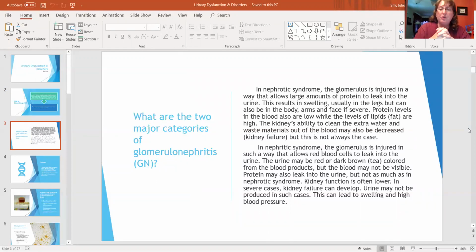With nephritic syndrome, again, the glomerulus is injured, but now it's allowing red blood cells to leak into the urine. So the urine can be red or dark brown in color, but sometimes you don't see visible blood. Protein may also leak into the urine, but not as much as with nephrotic syndrome. The kidney function is often lower. In severe cases, kidney failure can develop, and urine may not be produced. This can lead to swelling and high blood pressure.